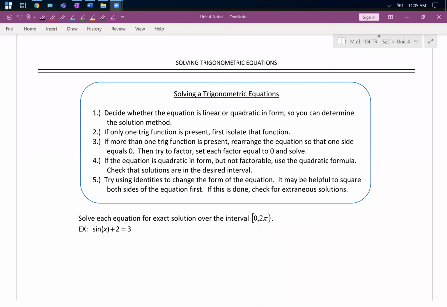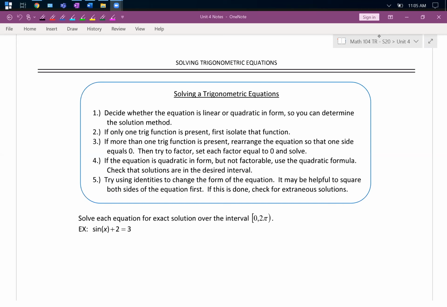Okay. So we're going to be solving trig equations for two different classes. It's just a big enough section. So we're going to do them today, and then we're going to have our test on Tuesday and not have class, and then we will finish this section up on Thursday next week.